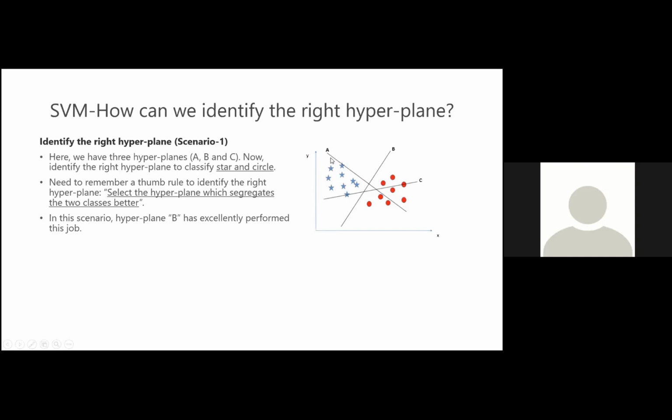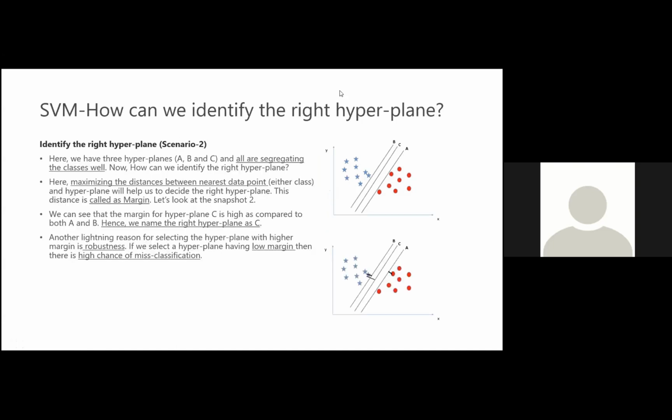Here, if we take hyperplane A, it's not differentiating stars and circles effectively. Same is the case with hyperplane C. But hyperplane B is actually the boundary between the two classes. So that's the reason why hyperplane B is the best hyperplane.